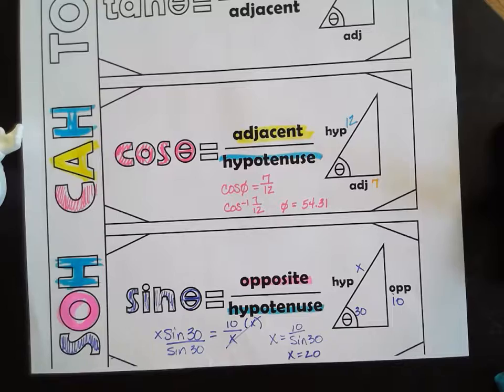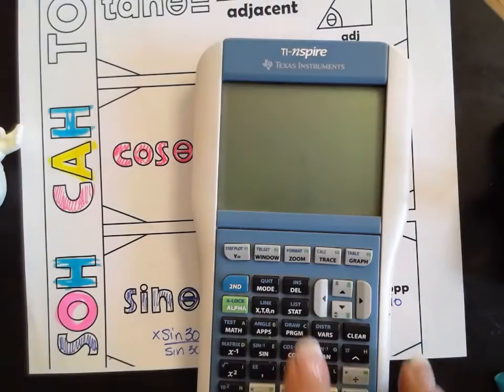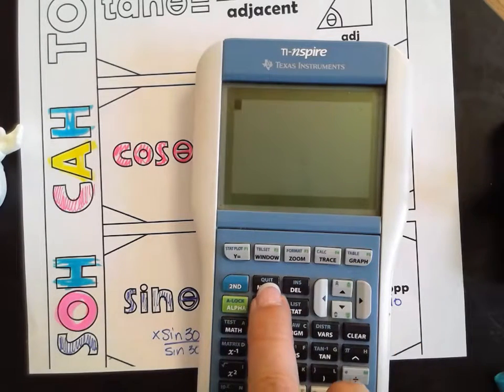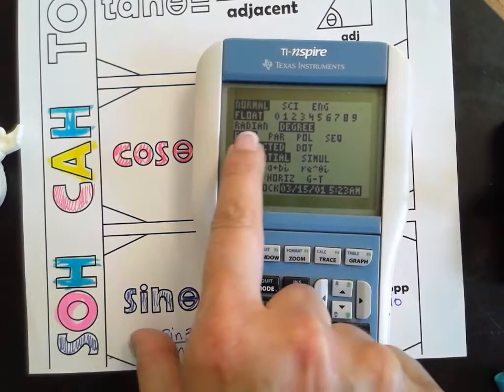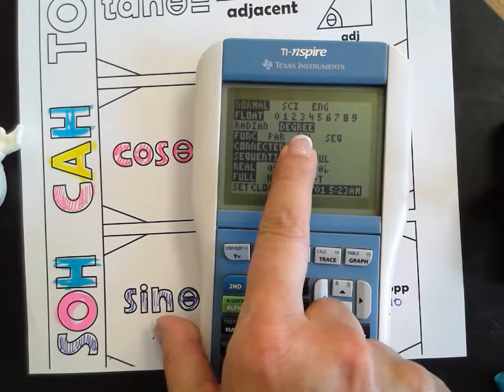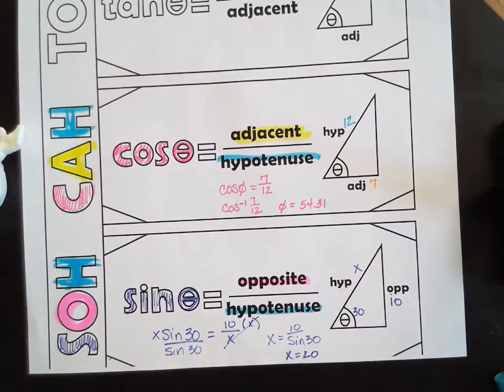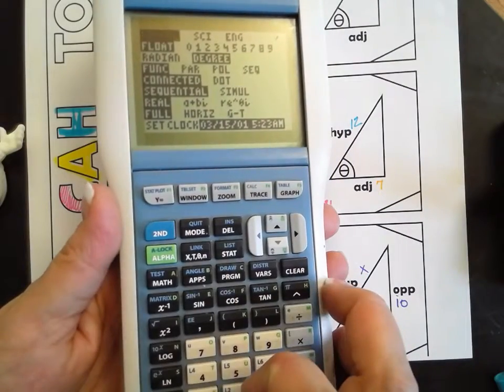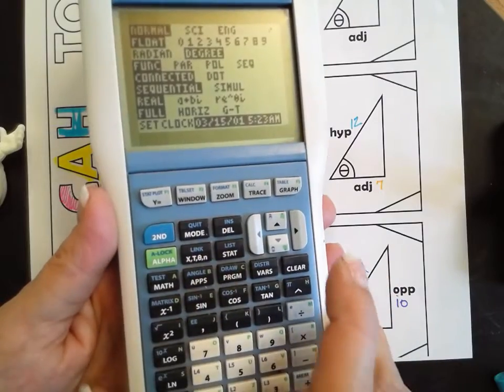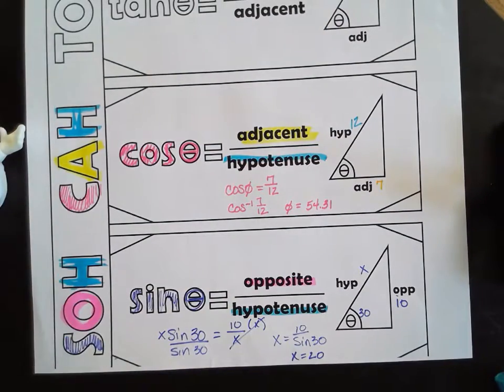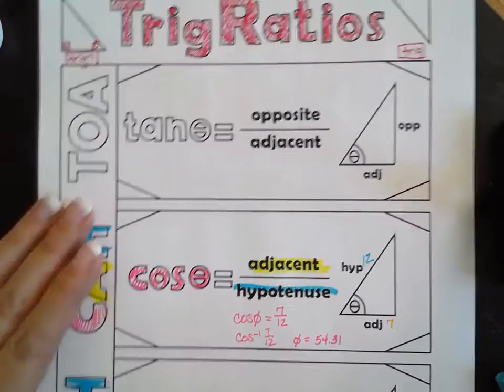Okay, now, good question. How did I not get that same number? If you're on a graphing calculator, you need to check your mode and make sure you are in degree mode. If you're in radian mode, it's not going to give you degrees. Thank you. You're welcome. The mode button right there. All right, and the last one, TOA.